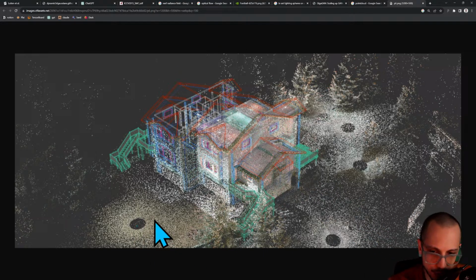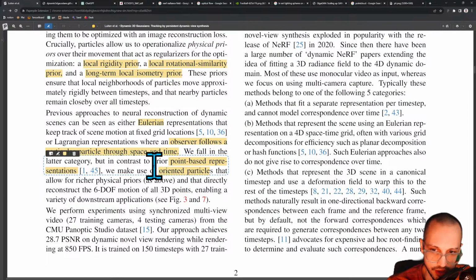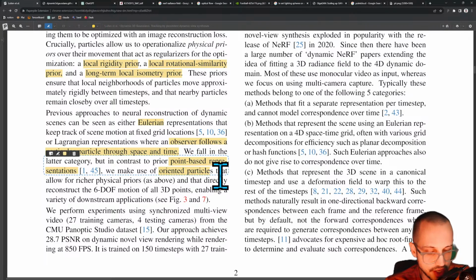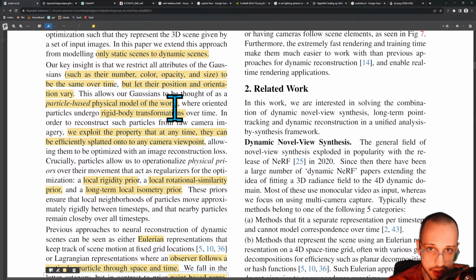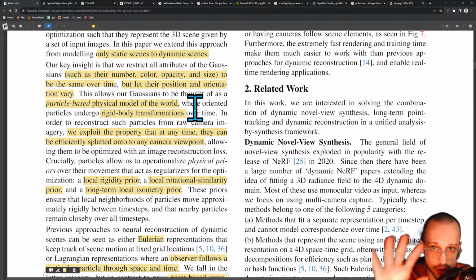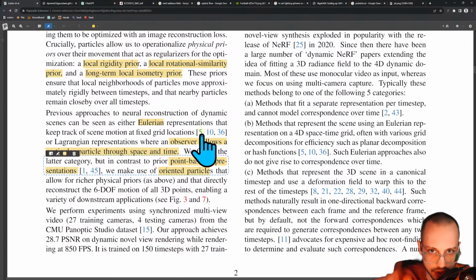But the reason I'm showing you a point cloud is that these points have only a position and a color, right? It's just XYZ position and then RGB color, and that's it. Versus here, they're using oriented particles. So now it's not just an XYZ point with an RGB color. It's an XYZ point with an RGB color, but it also has an opacity. It also has a size. It also has a rotation, right? It's oriented particles.